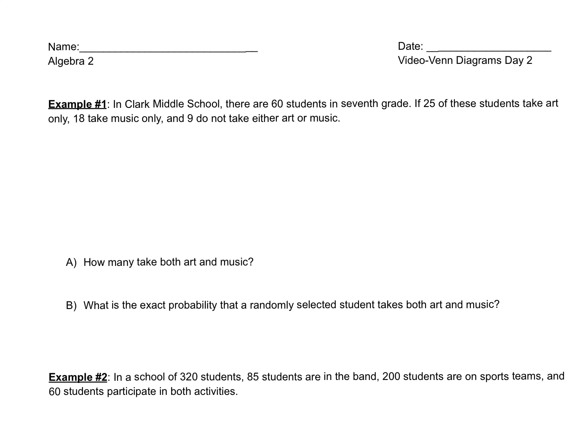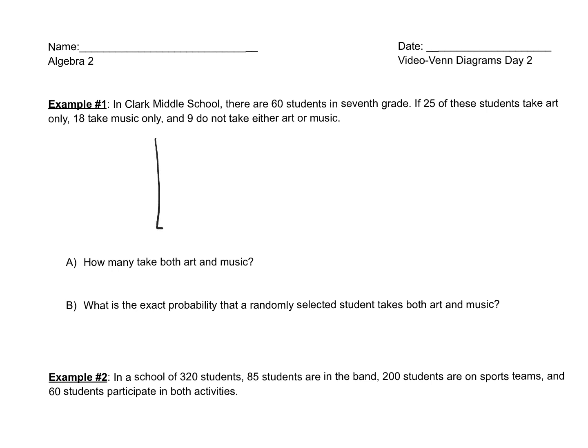Hi everyone, in today's lesson we're going to talk more about Venn diagrams. So here's an example. In Clark Middle School there are 60 students in the 7th grade. If 25 of these students take art only and 18 take music only and 9 do not take either art or music, how many students take both art and music? So the only difference between yesterday and today is that today we have to make our own Venn diagram and pull the information from it.